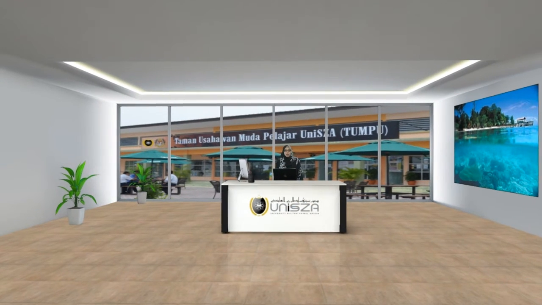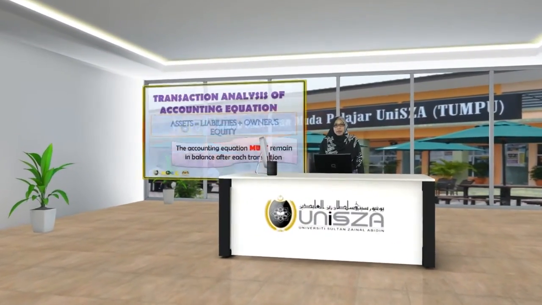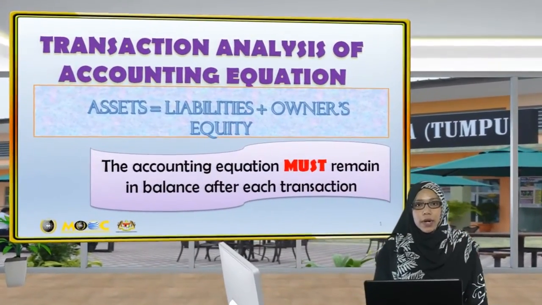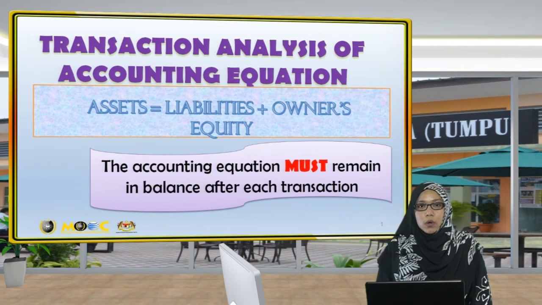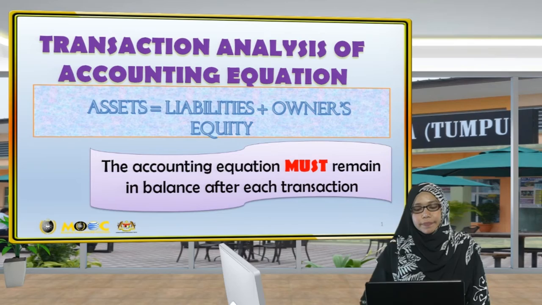Transaction analysis of accounting equation. Business activity can be described in terms of transactions and events. Transactions or events refer to occurrences that affect accounting equations and are reliably measured. The accounting equation must remain in balance after each transaction occurred.